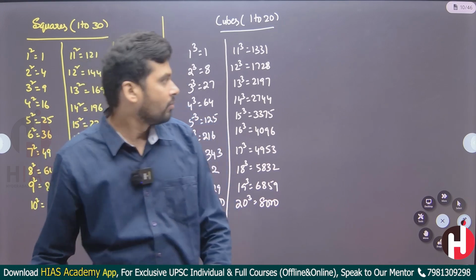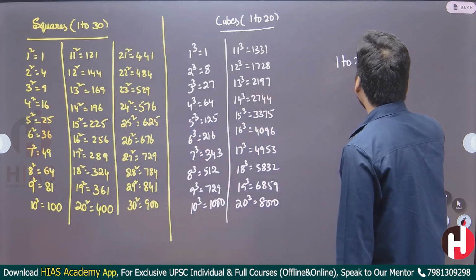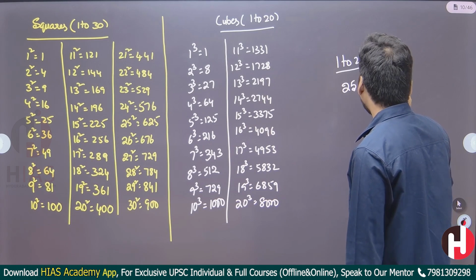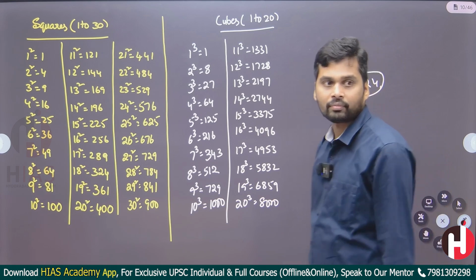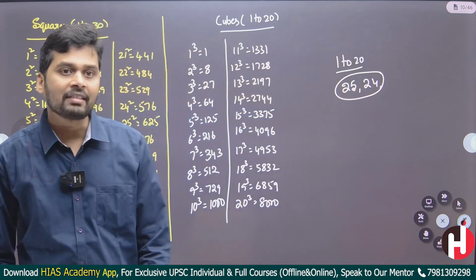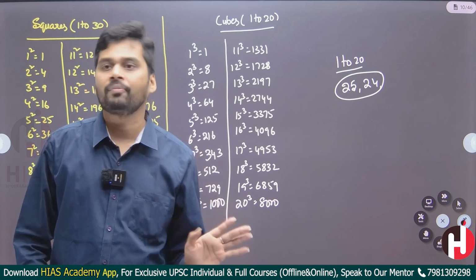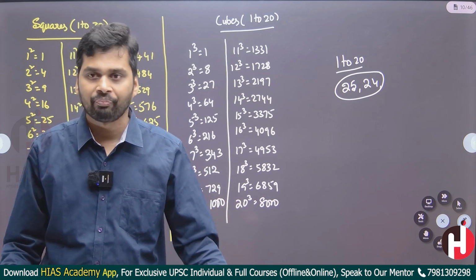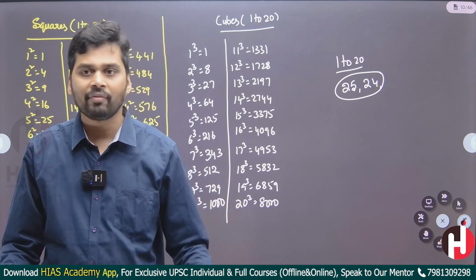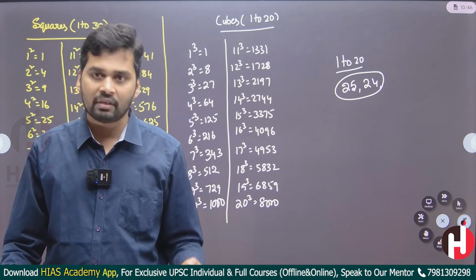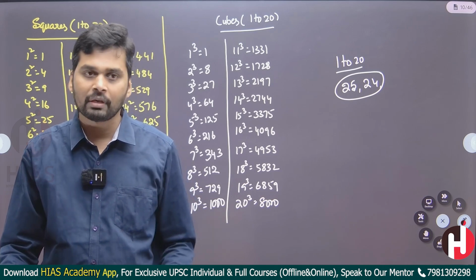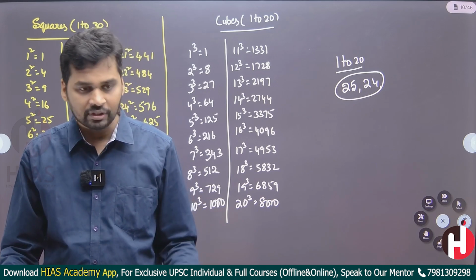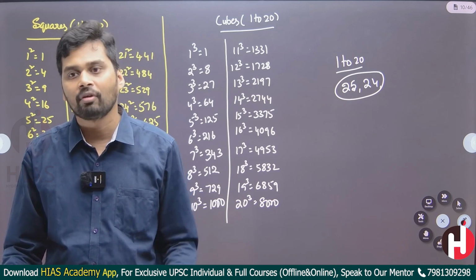You know that 1 to 20 tables are mandatory, but apart from that there are two important tables: 25 and 24. The 25 table is the most important because so many numbers are related to the 25th table. It's not a difficult table to memorize, and you can also remember it logically. The 25th table is important in almost every concept of both aptitude and logical reasoning.